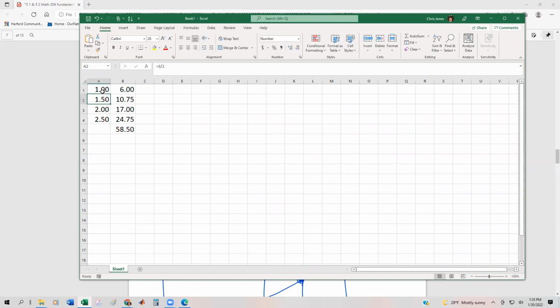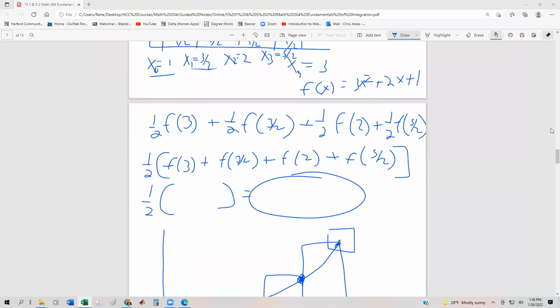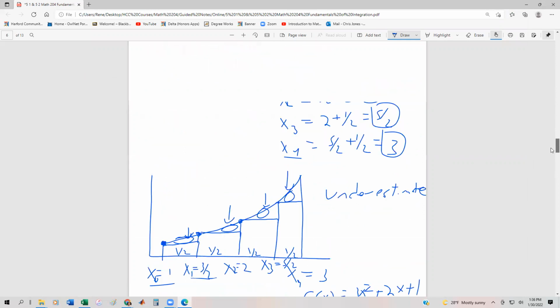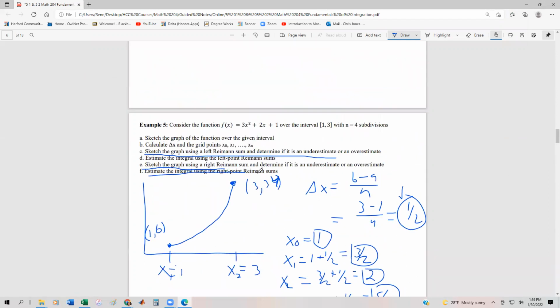So remember, we had 1 here, it was 6. Now I plug in 3, 34. And I'm going to take half of that 86.5, and I get 43.25. Okay, so this was 86.5, and then the right-hand area is 43.25. Now, one thing that we forgot to do, and this was part F, this was actually the second part, estimate the integral using the right endpoint. But one thing I forgot to do was to label this as an overestimate.